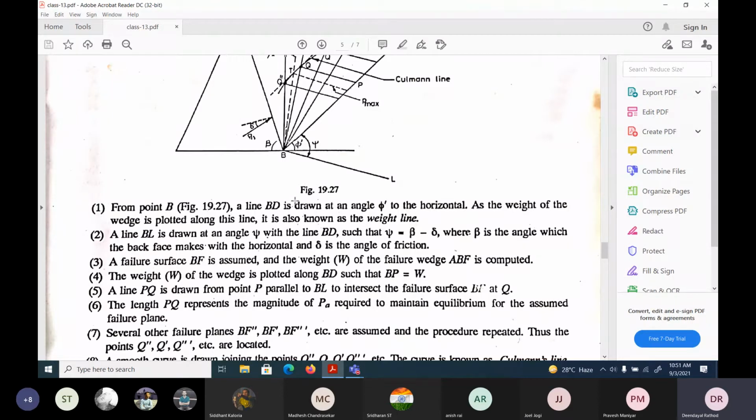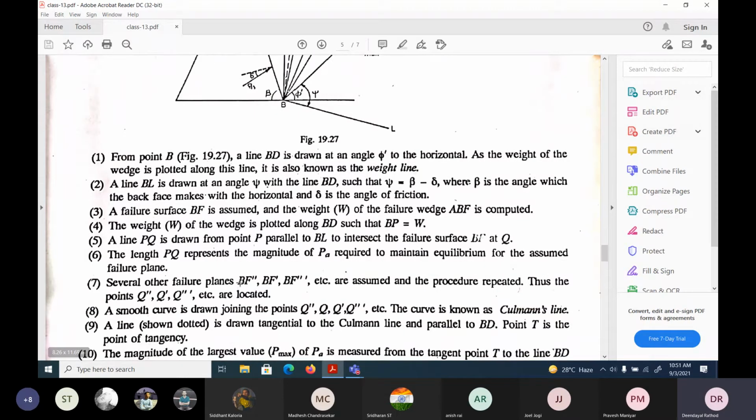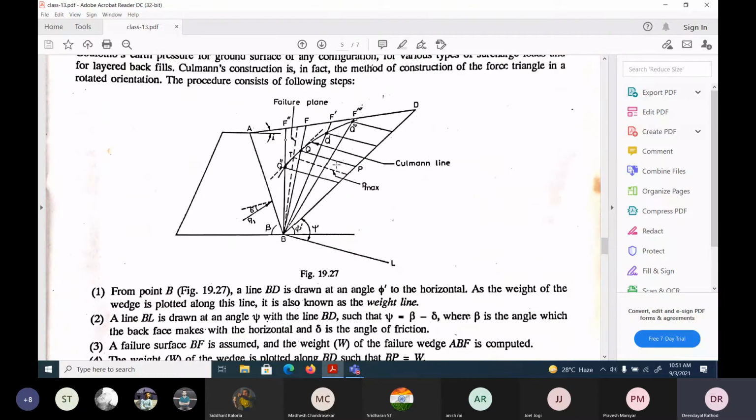We have assumed some failure plane, right? So PA is required to maintain equilibrium for the assumed failure plane. Like that, several other failure planes BF dash, BF double dash, and so on are assumed. Here BF we have drawn. One more failure plane, one more failure plane we draw, and this gives PQ dash, PQ double dash, like that. We draw all these.